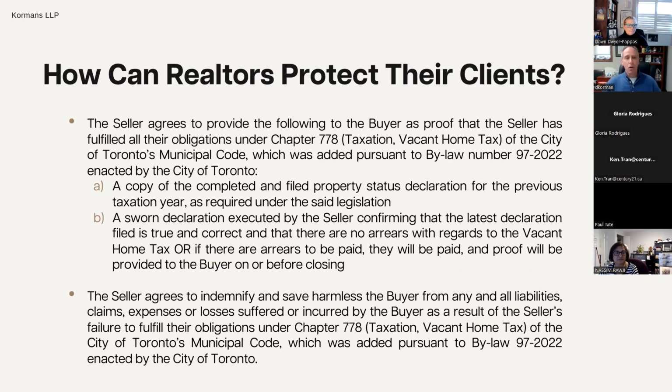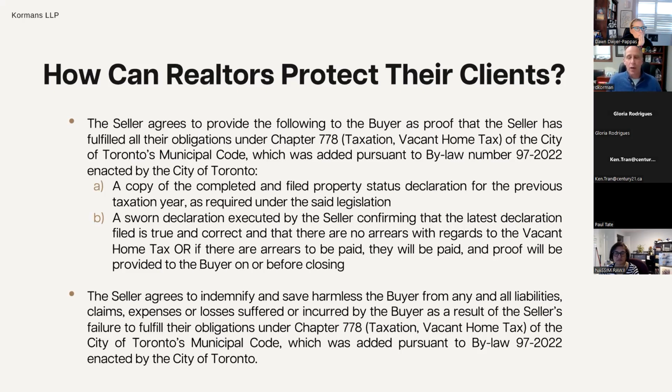Now we could go a step further, and this is another variation, saying that the seller agrees to provide the following to the buyer as proof or evidence that the sellers fulfilled their obligations under this. So they're going to give us a copy of the completed and filed declaration for the previous taxation year. And they're going to give us a sworn declaration from the seller confirming that they filed it.